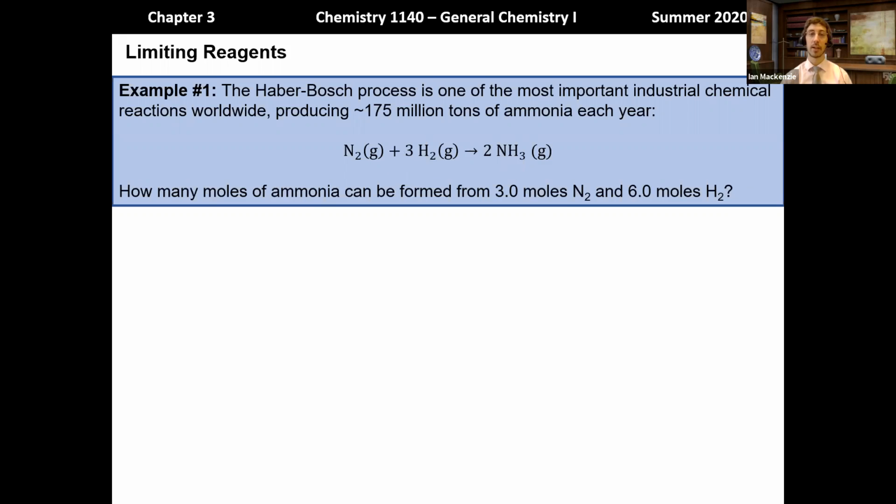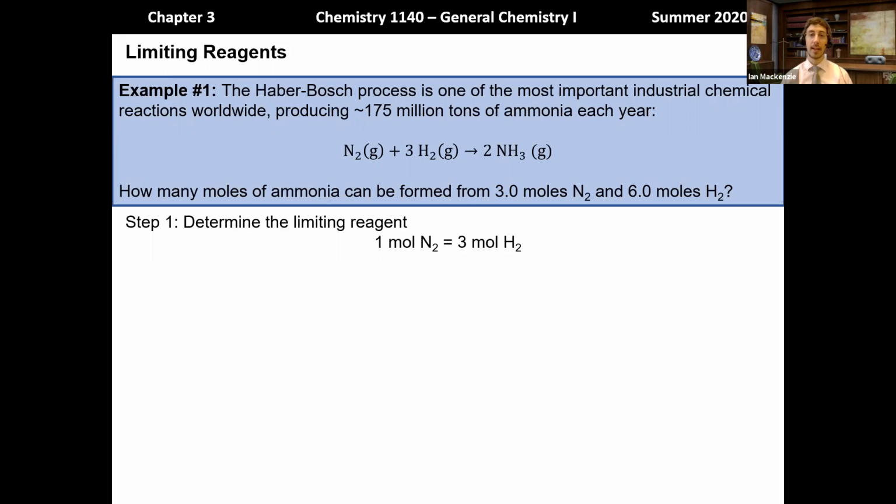The very first thing I need to do is determine what the limiting reagent is. That's step number one, determine the limiting reagent. How do I determine the limiting reagent? Well, first I look at the ratios between my different reactants. So here I can say that 1 mole of nitrogen gas is equal to 3 moles of hydrogen gas. That's the molar equivalency from the balanced chemical equation.